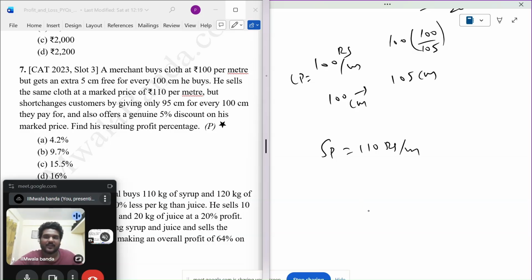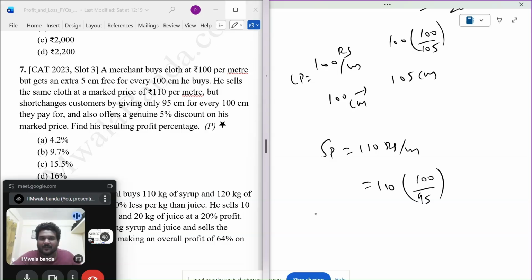So he is kind of cheating them by giving them 95. So basically his selling price has increased. He's gaining more. How do you increase a number? By something more than 1. So in this case, 95 and 100. So it should be 100 by 95. Then only it will increase, right?